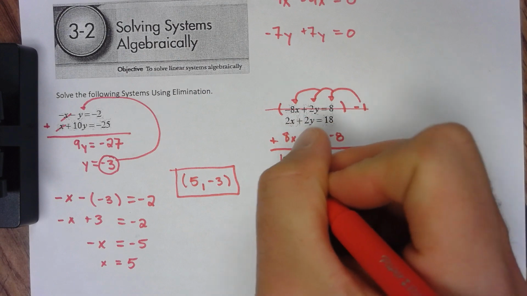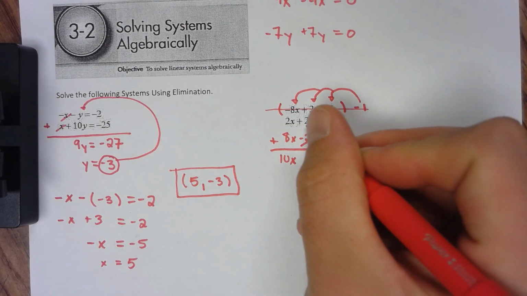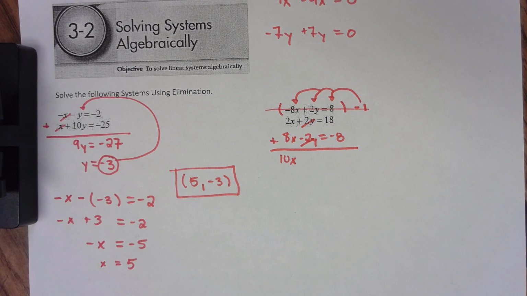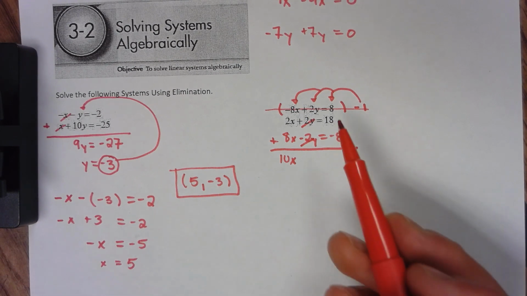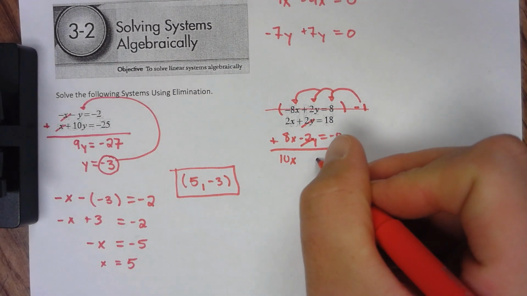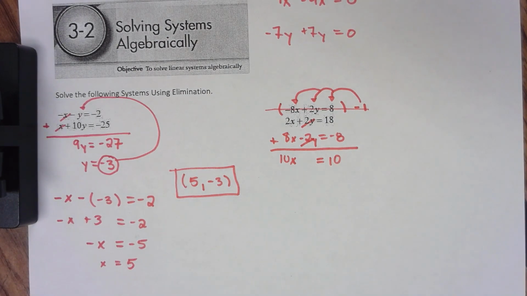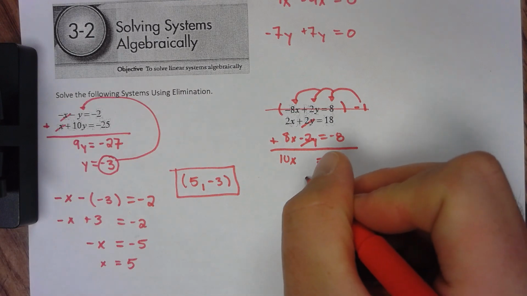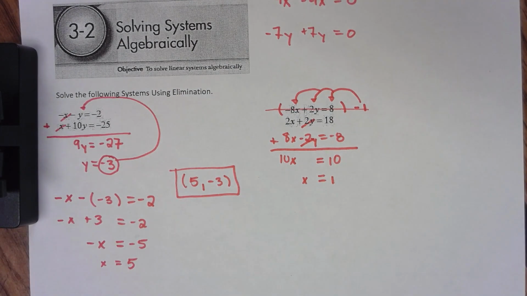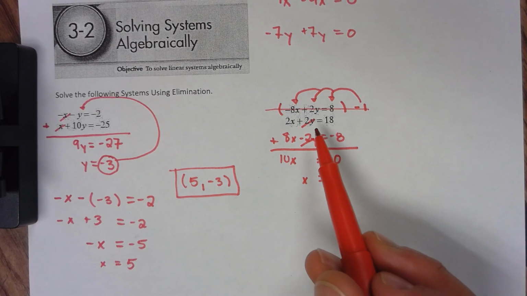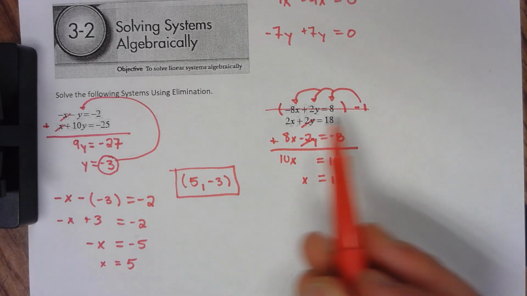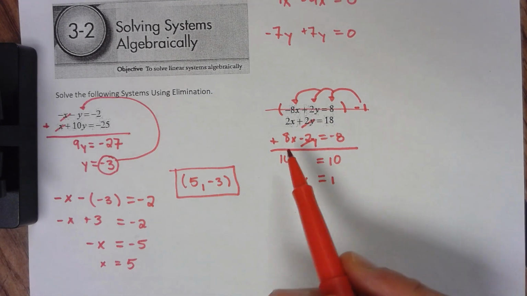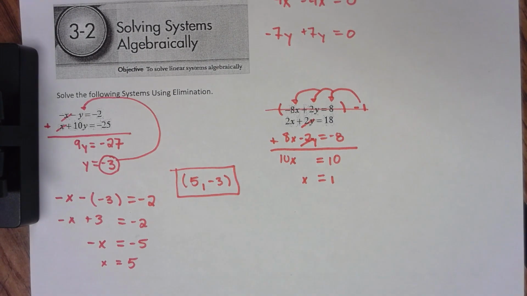2x and 8x is 10x. Negative 2y and 2y cancel. And then 18 minus 8 is 10. After dividing by 10, I get that x is 1. And now to find y, I need to plug this back into either original equation, including the one I crossed off, or this new equation that I have after multiplying by negative 1.